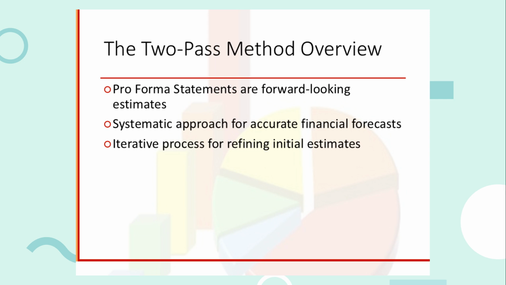The two-pass method is a systematic approach to forecasting. It starts with a rough estimate, known as the first pass, then revises it using updated assumptions in the second pass. This iterative method increases the accuracy of your financial projections.